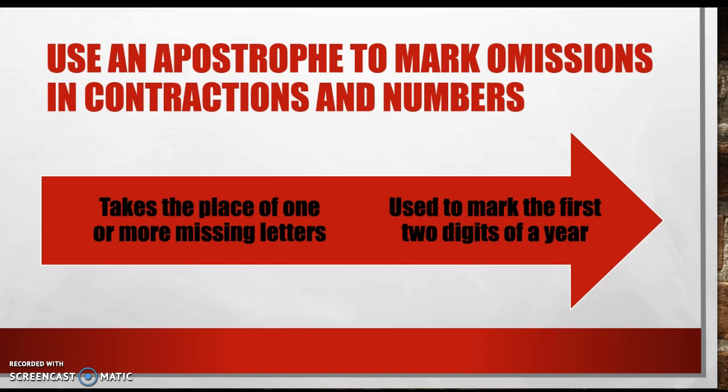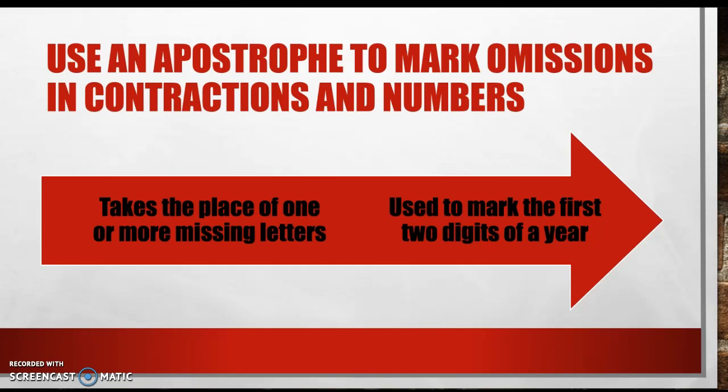Next, we'll move on to using an apostrophe to mark omissions in contractions and numbers. In a contraction, the apostrophe takes the place of one or more missing letters. A common contraction is it's, which is I-T apostrophe S, and that stands for it is. An example of a contraction would be, we should've worn a jacket today.